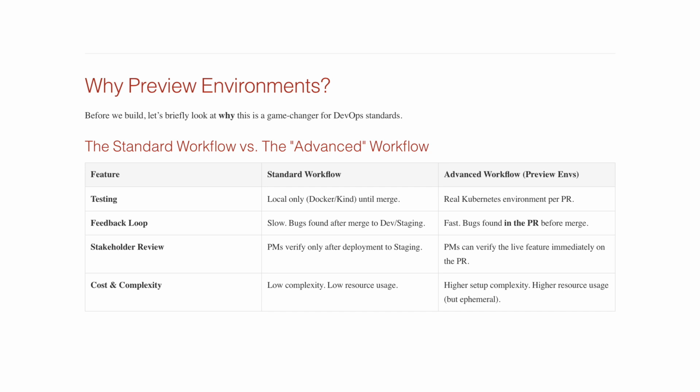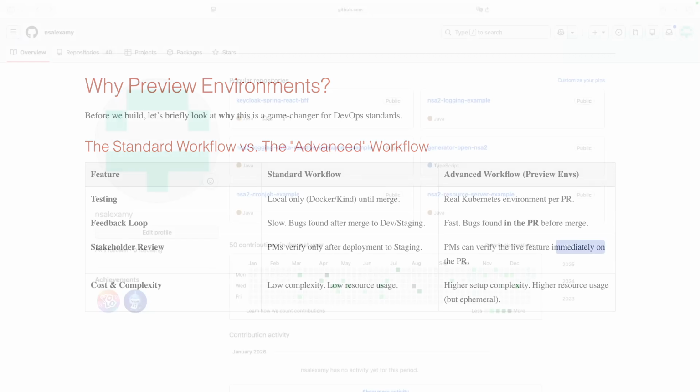Then stakeholder review. In a standard workflow, product managers verify only after deployment to staging. In the advanced workflow, product managers can verify the live feature immediately on the PR. Finally, cost and complexity. The standard workflow has low complexity and low resource usage. The advanced workflow has higher setup complexity and higher resource usage, but keep in mind, these resources are ephemeral.